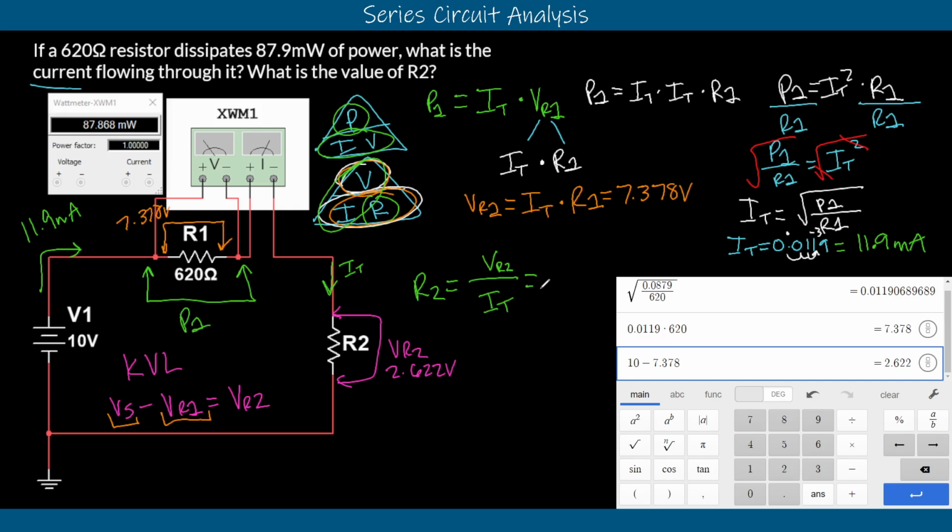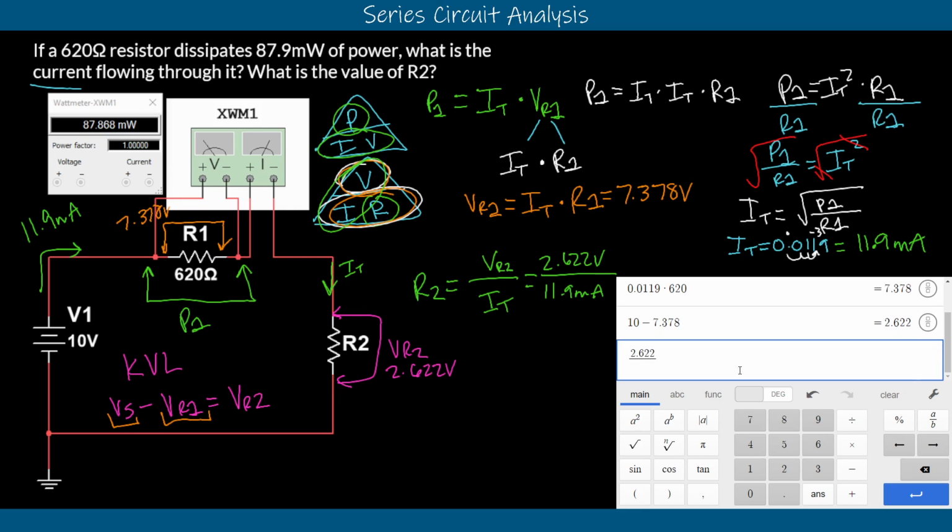Set this out here and say that we know VR2 is 2.622 volts divided by our total current. Total current is 11.9 milliamps. Watch out for this. When you have the milliamps on the bottom, you really need to account for those zeros. Let's send this out. So 2.622 divided by 11.9 milliamps, which is 0.0119, gives 220. Right, so our R2 value is actually 220 ohms. That's what we expect R2 to be.